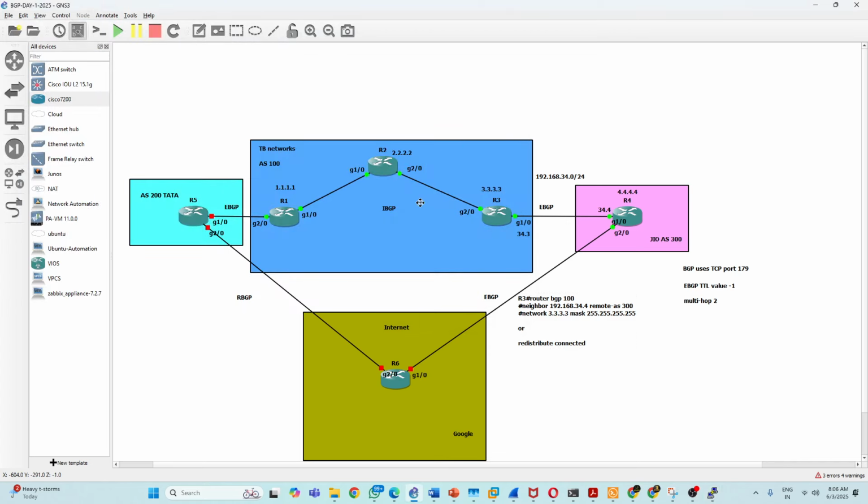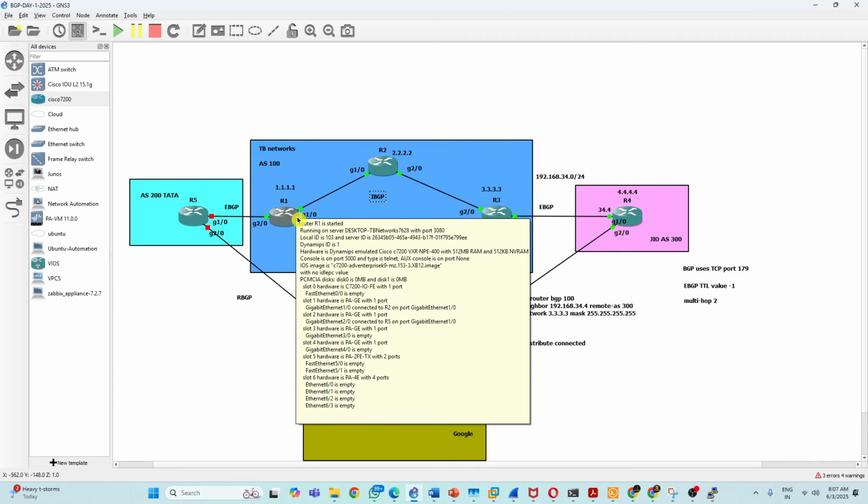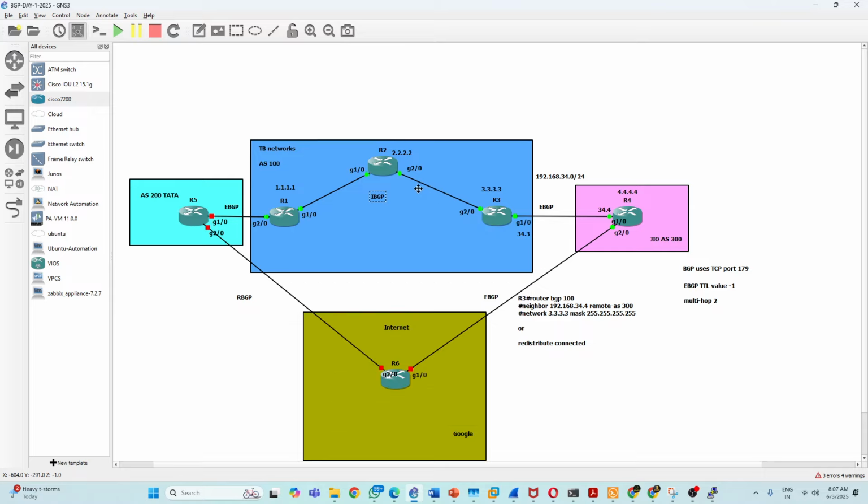Now let's configure IBGP internally within the AS. Everyone focus. I told you, suppose in my network, this is Tungabhadra networks, I have 100 routers. From router 1 to router 100, I can configure a BGP neighborship. But is it a direct neighborship or an indirect neighborship?